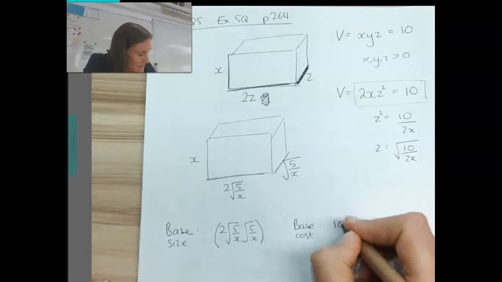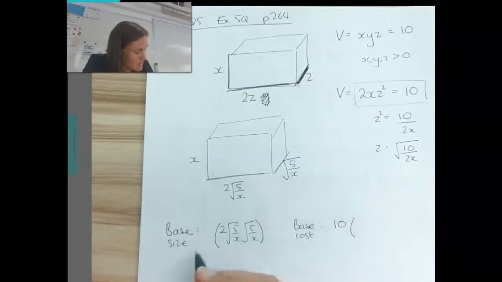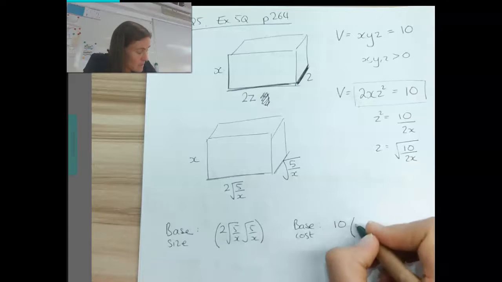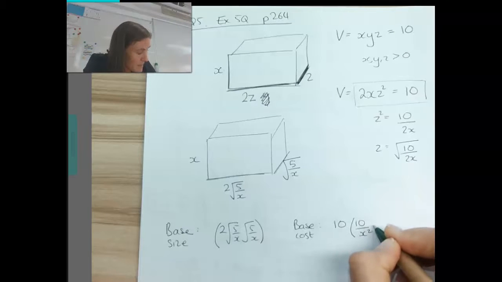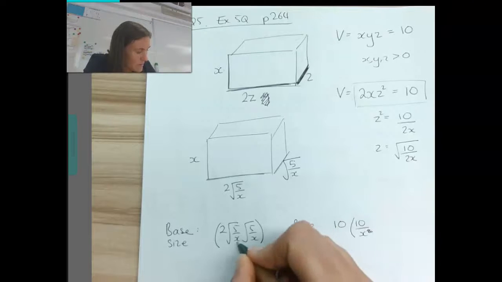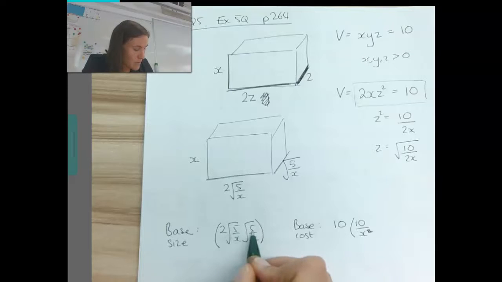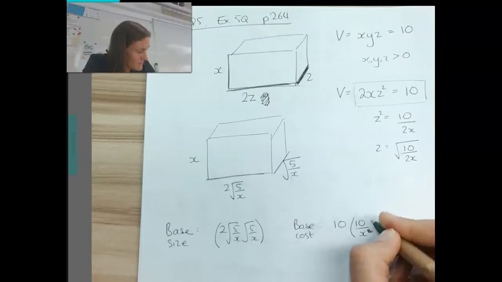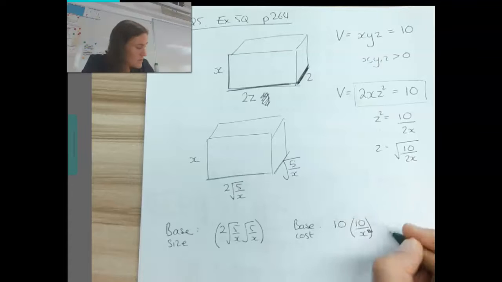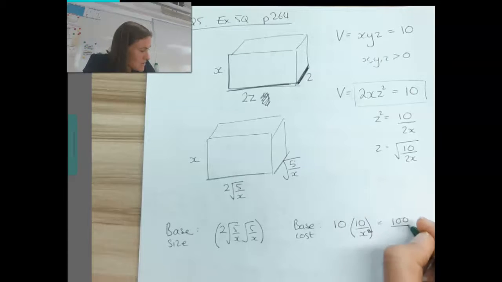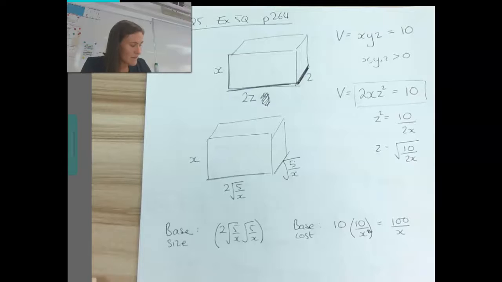So that's going to be 10 times, well, these will cancel each other out, so I'll get 2 times 5, which is another 10 over x. Sorry, not over x squared, over x, because I've got root x times root x, which gives me x. Root 5 times root 5 gives me 5, times 2 is 10. And then this 10 is from the cost. So this base costs 100 over x dollars.